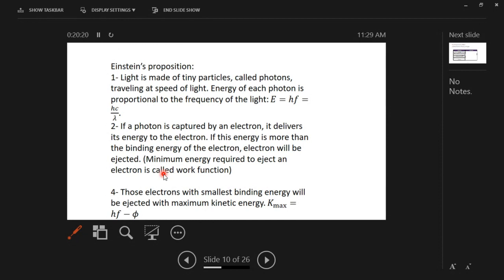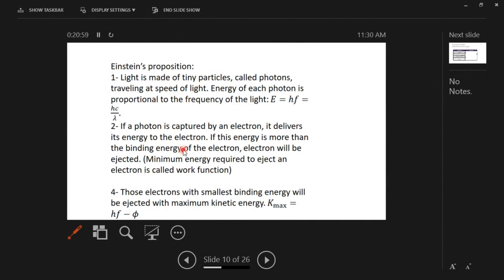And then those electrons with the smallest binding energy, the quantity that I call the work function, are going to have the maximum kinetic energy. So you can say the maximum kinetic energy for the photoelectrons is going to be equal to the energy of the photons, which is hf, minus the work function for the metal. This is how Einstein actually tried to solve the issues that physicists had with the photoelectric effect.